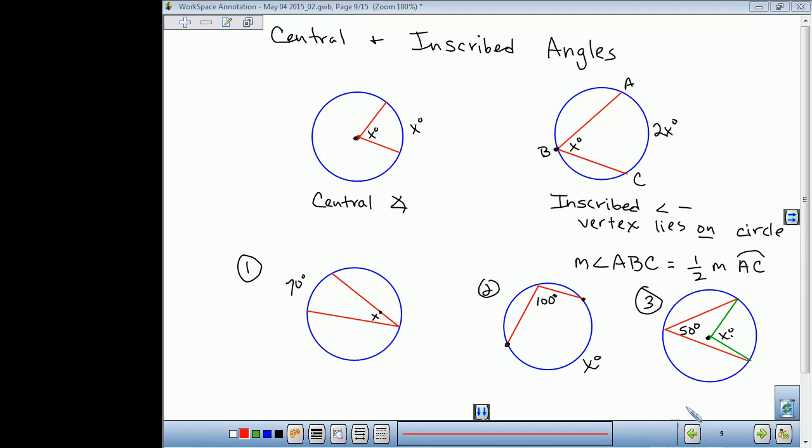A different type of angle. Now, Friday we talked about central angles. Central angles, the vertex is at the center of the circle, and a central angle is equivalent to its intercepted arc. So this angle here is equivalent to the intercepted arc here.